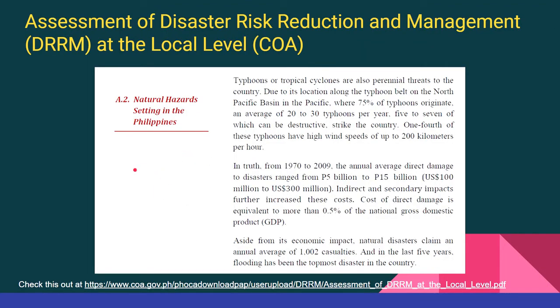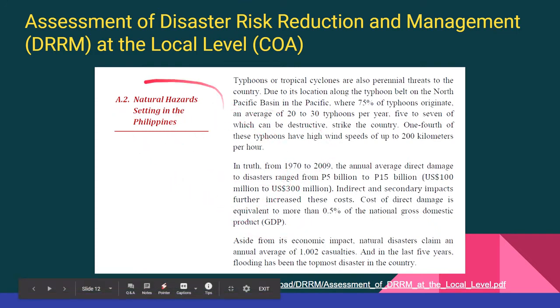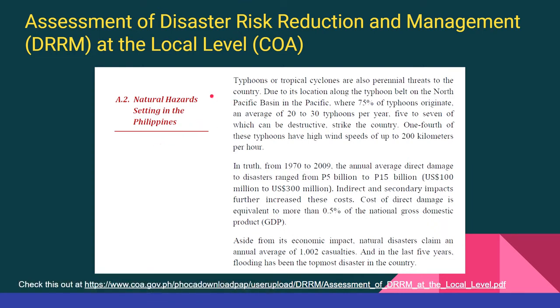This document is from the Commission on Audit, and this is the assessment of disaster risk reduction and management at the local level. So it's actually a report. Most of the things here we have already discussed in the past. In terms of natural hazard settings in the Philippines, we are quite vulnerable to typhoons, tropical cyclones, earthquakes, and volcanic eruptions. We are placed along the Pacific Ring of Fire.